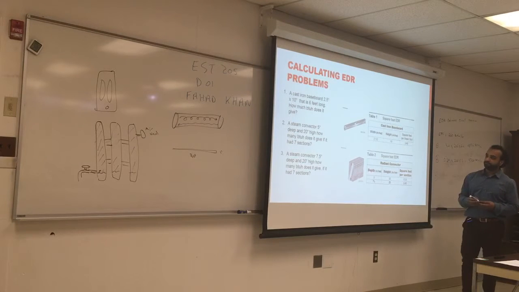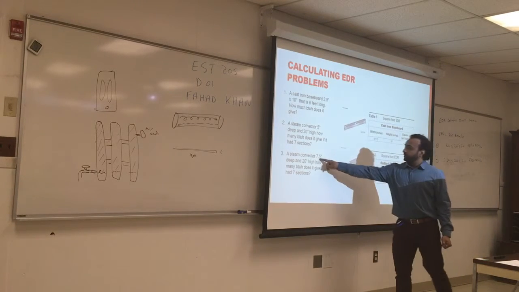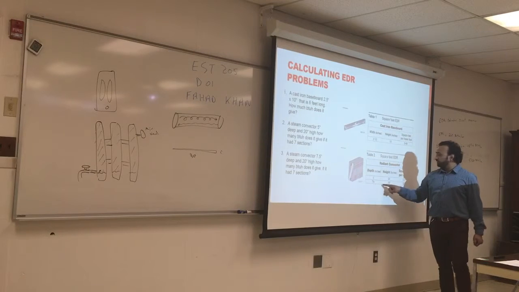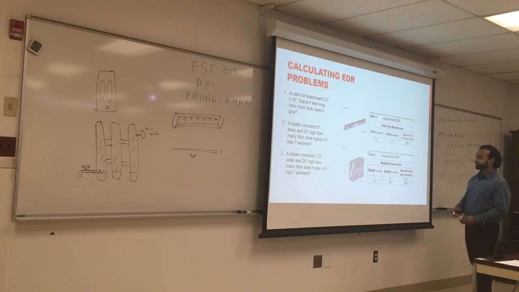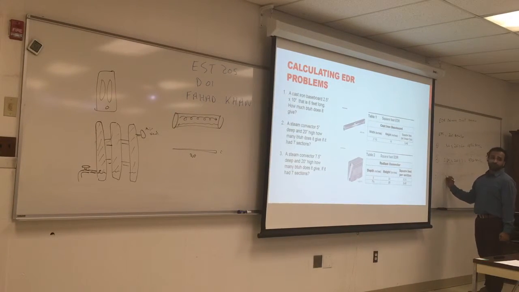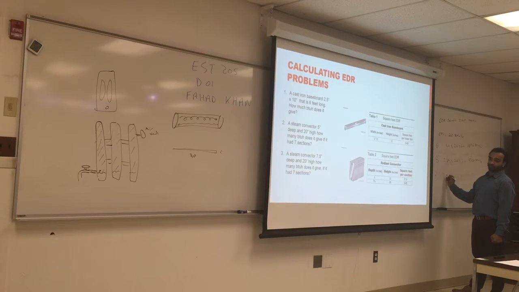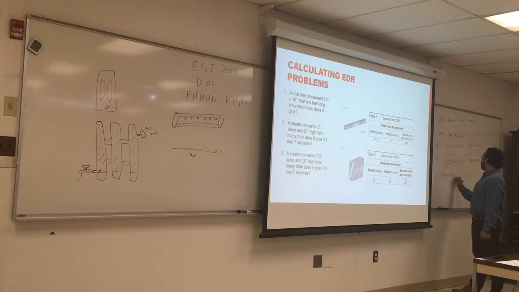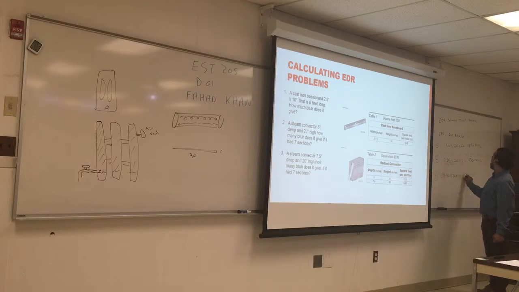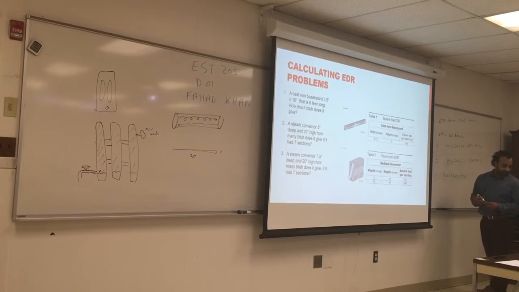Okay, number 3. Same one, it's the convector, 7.5 by 20. How many BTUs for 7 sections? What do I put here? Is that 3.40? Yeah. 3.40 times 240. 240 is always a constant number for EDR. And how many sections? 7 again. What do I get? Half work. 5,000.